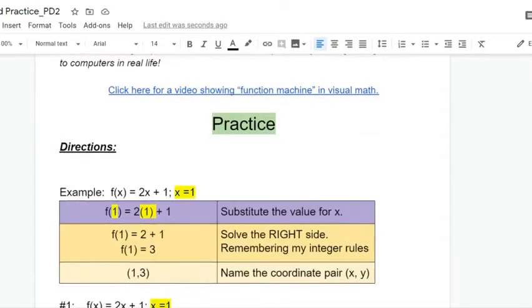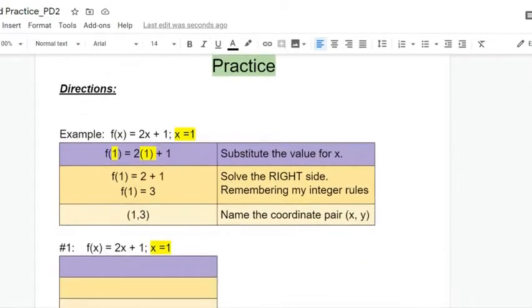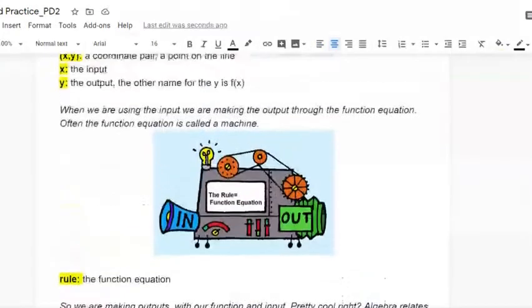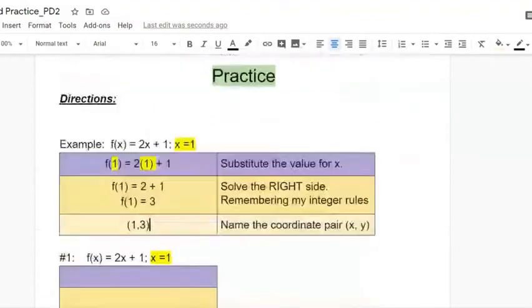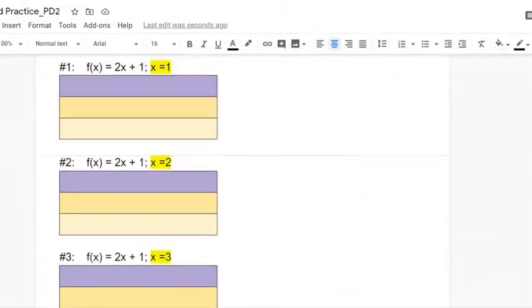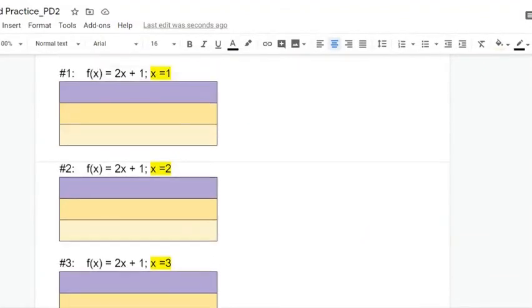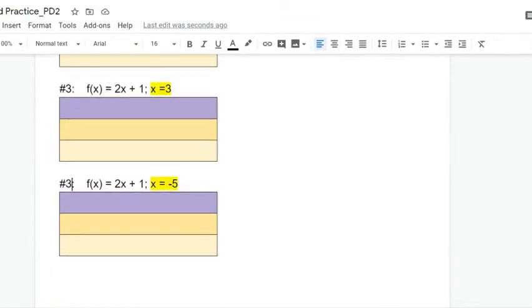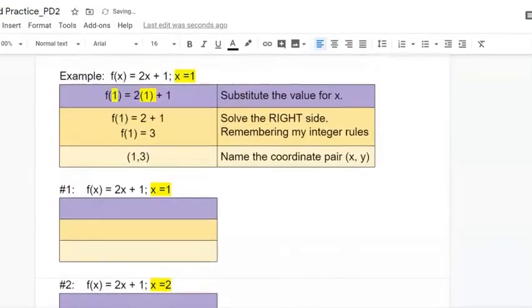So for the directions today, you're just going to be substituting the x, solving on the right like you have been, and then naming the coordinate using exactly what I did up here. So I'm going to do it with you for 1, 2, 3. Did I have 3 threes? I have 3 threes. The 2 threes, excuse me. So 4 of them. So we're going to start with the substitution. So we have f of 1 equals 2 times the 1 in parentheses to preserve the multiplication. Now we're just going to solve for that answer.